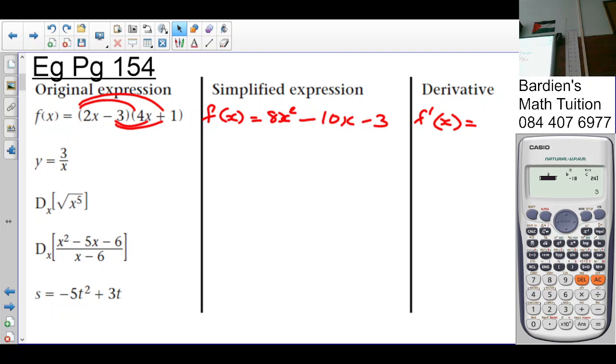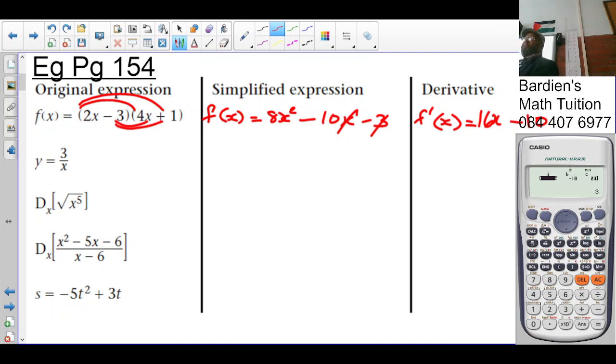Alright, so we apply the derivative, what do we get? 2 times 8 is 16, minus 1 is 1, so there's an x to the 1. 1 times negative 10 is negative 10, and that x falls away. The derivative of a constant is 0. You all got that?